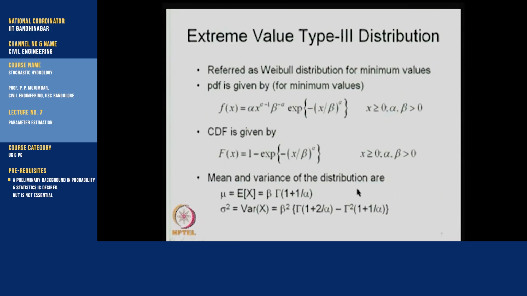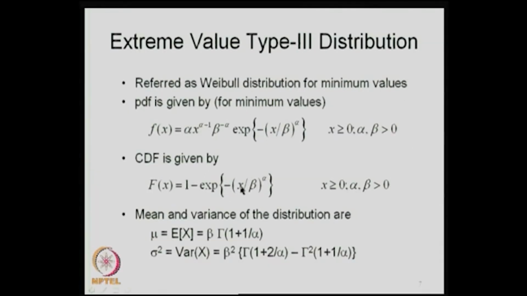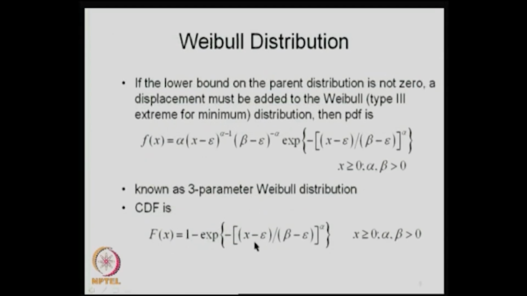Just compare this with our earlier CDF, where we had 1 minus exponential of minus x by beta to the power alpha. All we have done is subtract a displacement parameter, x minus epsilon here and beta minus epsilon here. That is all the difference, and this is called the 3 parameter Weibull distribution, because it has an additional parameter epsilon apart from the 2 original parameters alpha and beta.